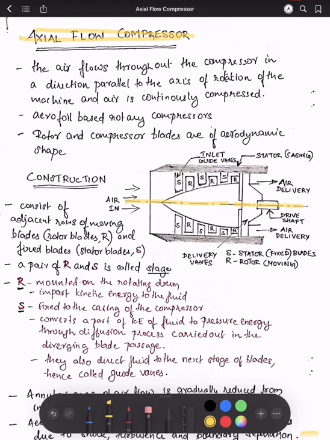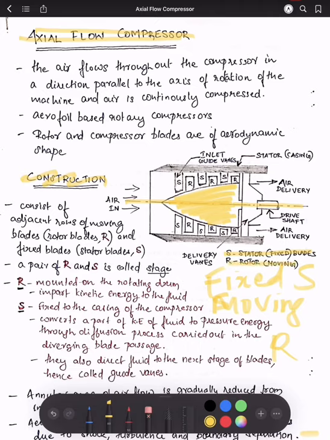Now listen very carefully. I'll explain the construction of the axial flow compressors. It starts with the rotating drum. Now this drum is actually rotating. Please understand that it consists of two types of blades. One is fixed and the other one is moving. So the moving blades are called rotor blades and the fixed blades are called stator blades. The stator blades are marked with S and rotor blades are marked with R.